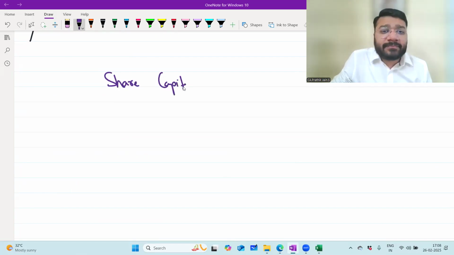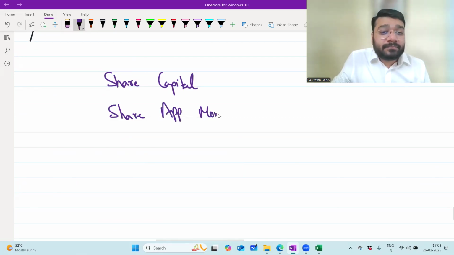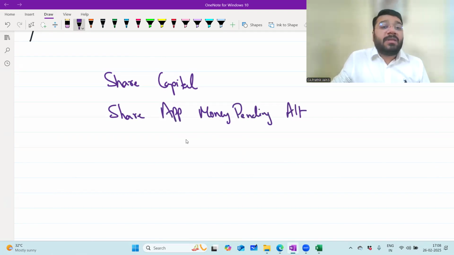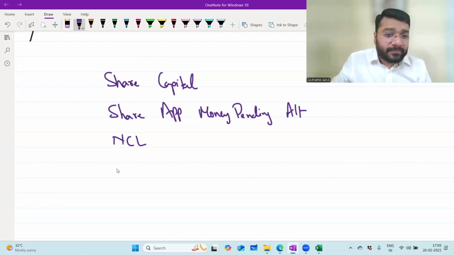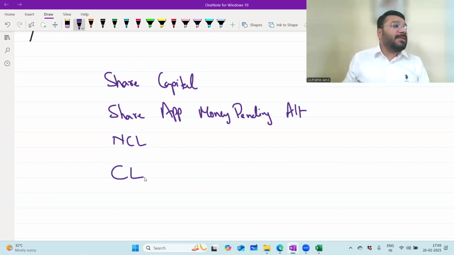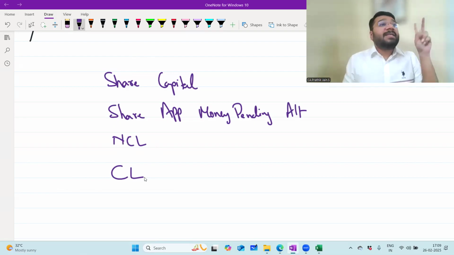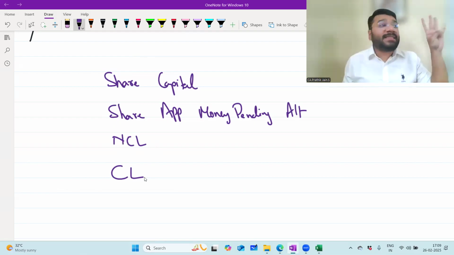What is that, sir? I'll explain. Second is share application money pending allotment. Third is non-current liability. Non-current liability, meaning I'll explain. Last is current liability. So we have under equity and liabilities 4 broad classifications. In that, first one is share capital. Second is share application money pending allotment. Third is non-current liability. Fourth is current liability.